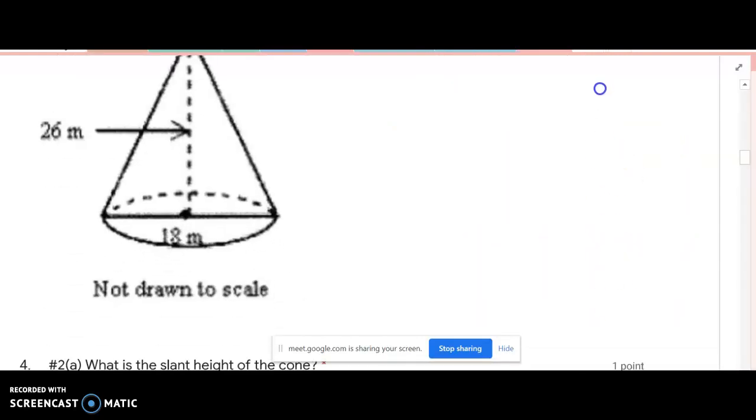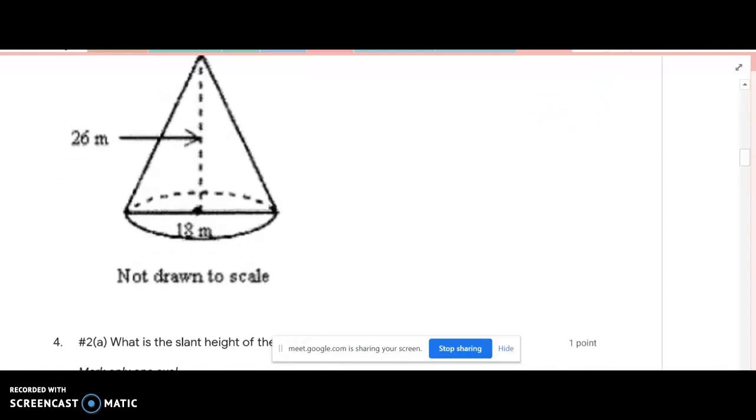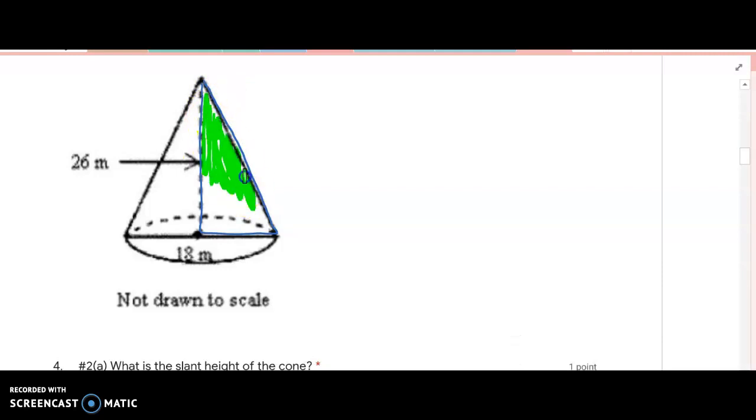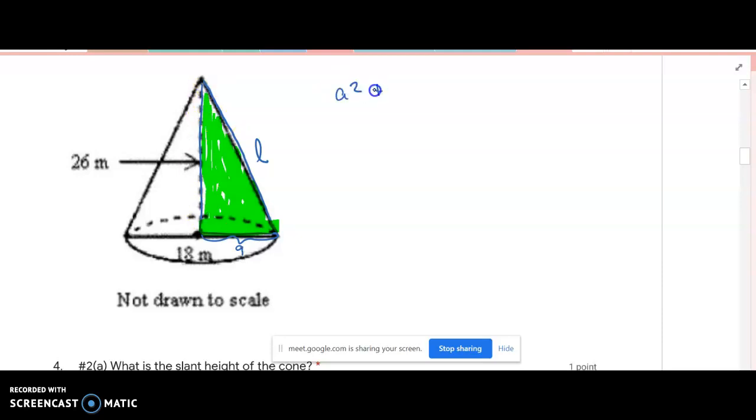The next one we had was this cone, and the first question was, what is the slant height of this cone? We have this triangle here, so we can use the Pythagorean theorem to solve for L. Our slant height goes right there. We know that this distance across the bottom of this triangle would be 9. And our height is 28, so we know two sides of that right triangle. We know 26 squared plus 9 squared equals c squared.